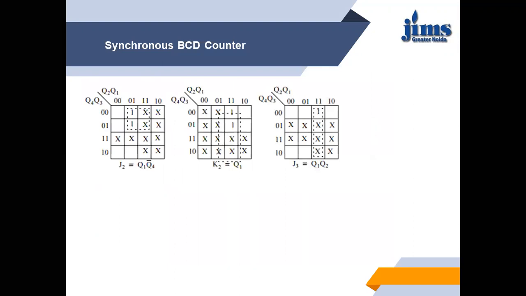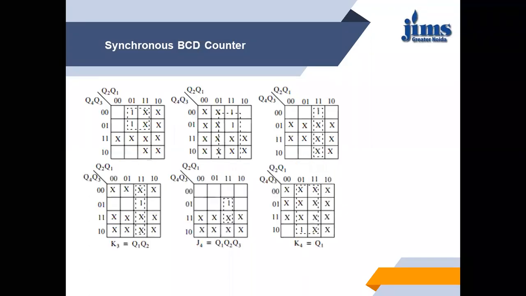So J2 comes to be Q1 Q4 bar, K2 is Q1, J3 is Q1 Q2, K3 is Q1 Q2, J4 is Q1 Q2 Q3, K4 equals Q1. These are the values which have come after solving the K map. So the final values: J1 equals K1 equals 1, J2 is Q1 Q4 bar, K2 is Q1, J3 equals K3 equals Q1 Q2, and K4 equals Q1.